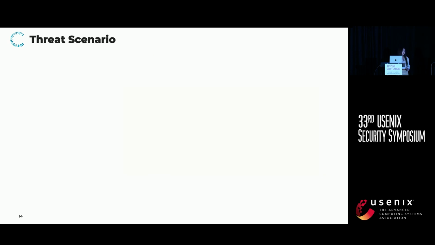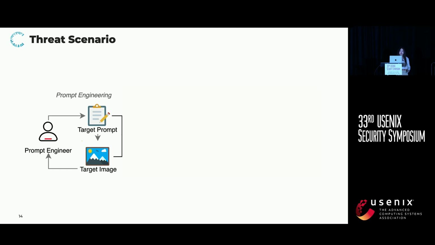Okay, let me introduce our threat scenarios to be more specific. So first, the prompt engineer produced a high-quality prompt, which we call the target prompt. And the prompt engineer uses the target prompt to generate a target image.